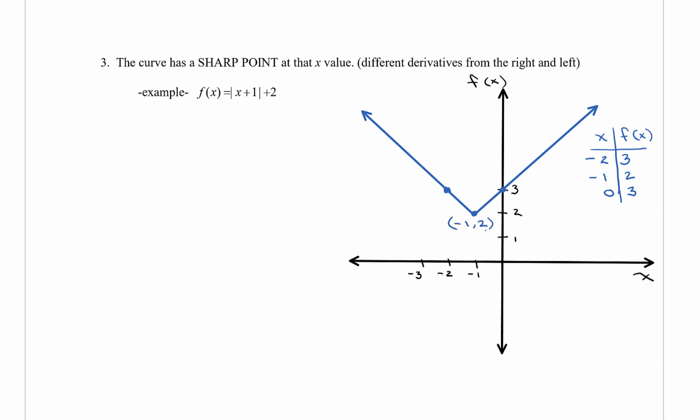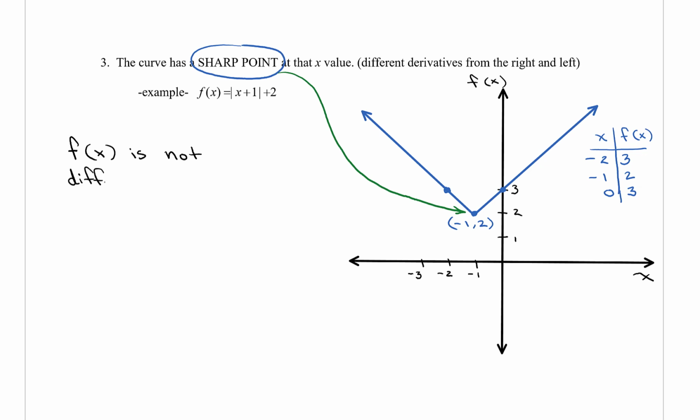There is a sharp point occurring at that ordered pair -1, 2, or where x is equal to -1. I'm going to go ahead and write in here on the left-hand side of the screen, f of x is not differentiable at x equal to -1. I'm going to box that in.